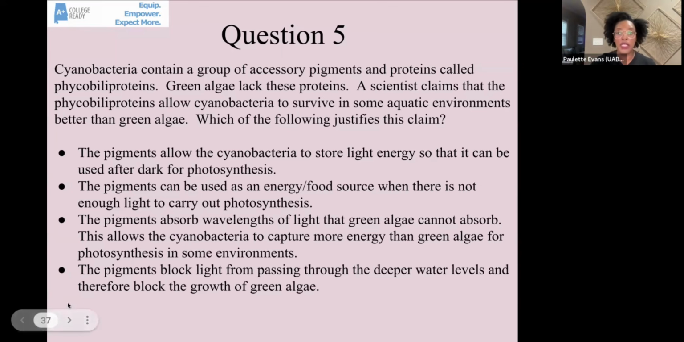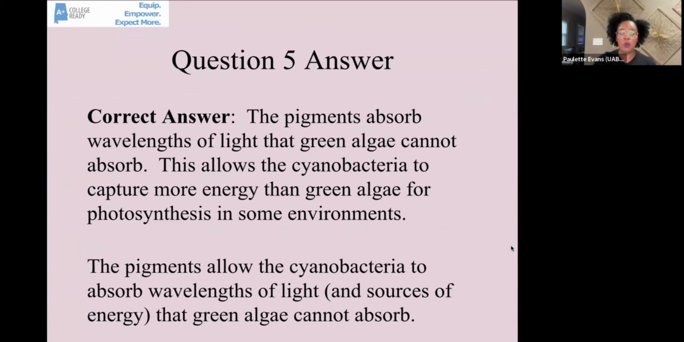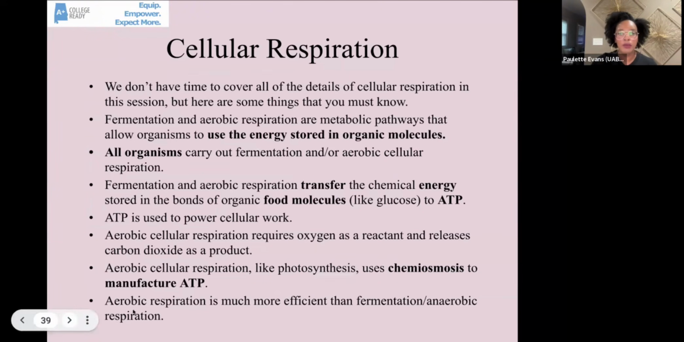All right, these should be getting a little easier for you now, a little easier to work through. All right, the correct answer here is the pigments absorb wavelengths of light that green algae cannot absorb. This allows the cyanobacteria to capture more energy than green algae for photosynthesis in some environments. And remember, the pigments allow cyanobacteria to absorb wavelengths of light, the sources of energy that green algae cannot absorb. So you've got to really lock into the function of pigments. That leads you to the correct answer.